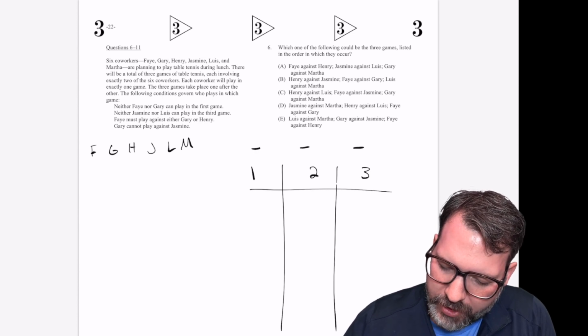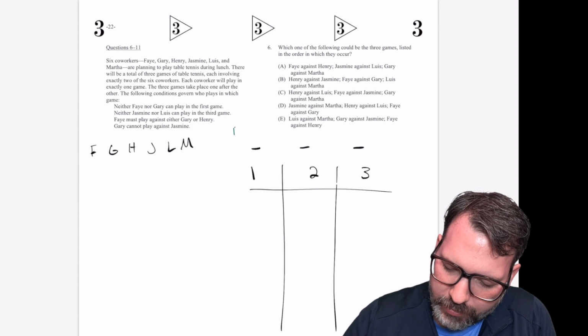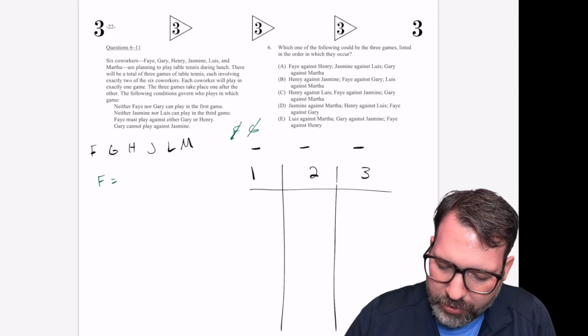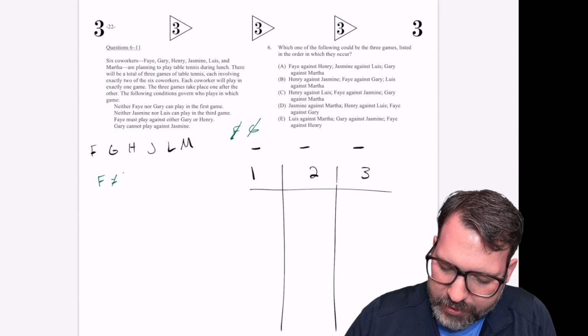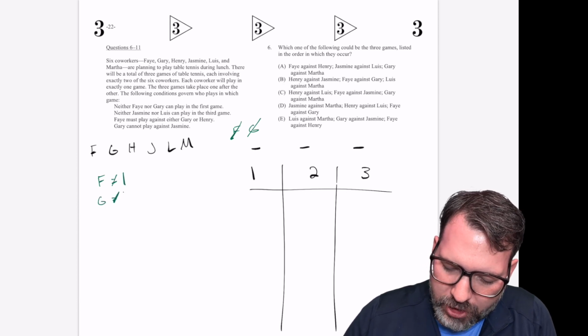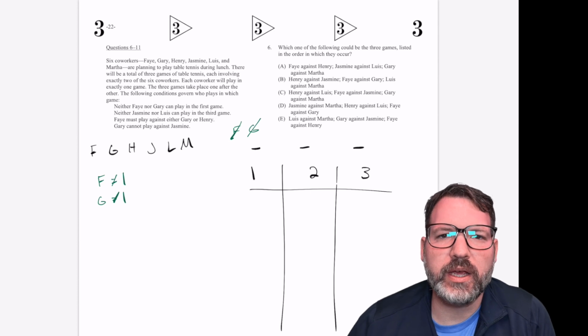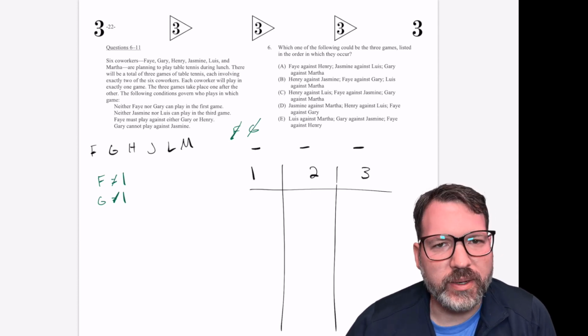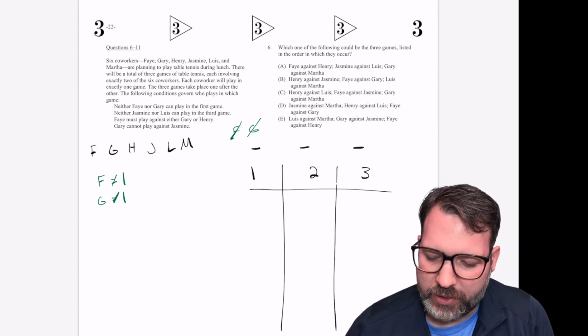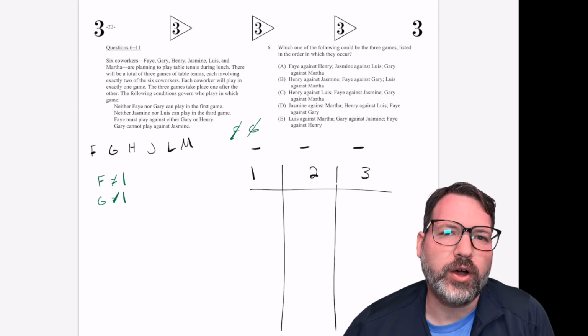Neither F nor G can play in the first game. So simple enough. Neither F nor G play in that first game. There's no particular reason you have to do this, but if you want, you could also say F cannot be first, G cannot be first. Generally speaking, any clue that you would set up with mathematical type symbols, it's better to find a different way to do that. So that's why I'm putting that right on the diagram.